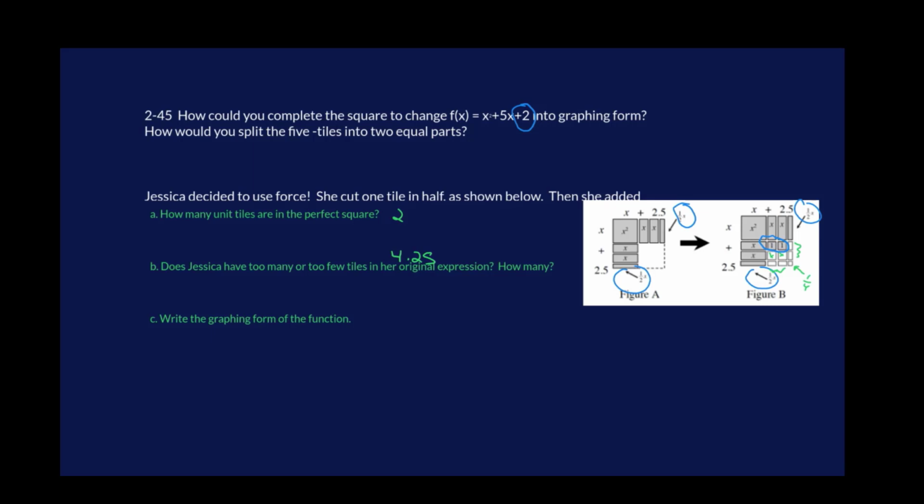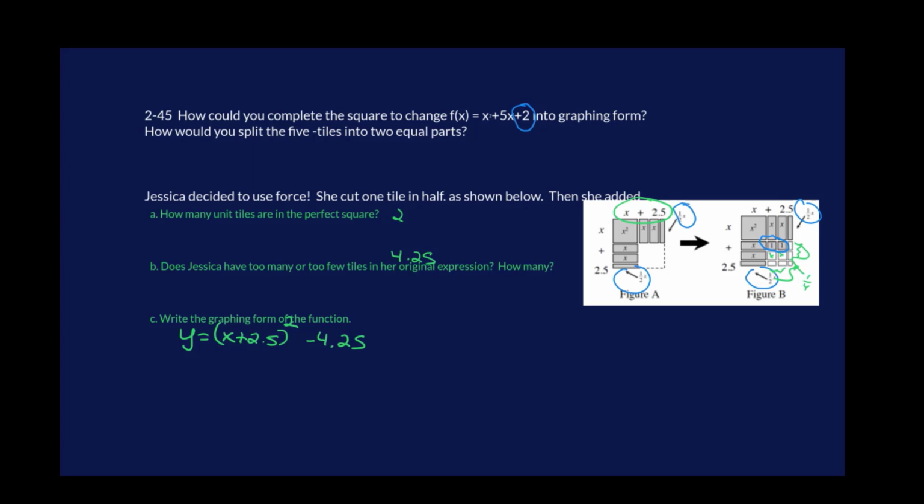Then it says write the graphing portion of the function. Well, we have our x plus 2.5. So that's going to be y equals x plus 2.5 squared. And then it's going to be minus what we don't have in this particular portion of it. So minus 4.25.